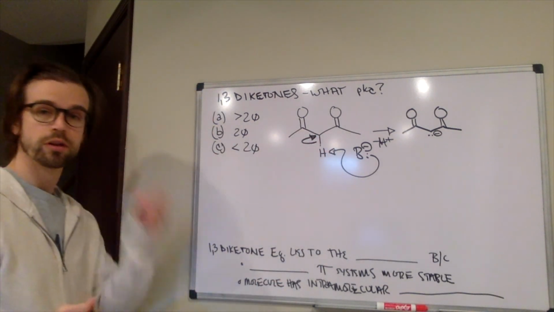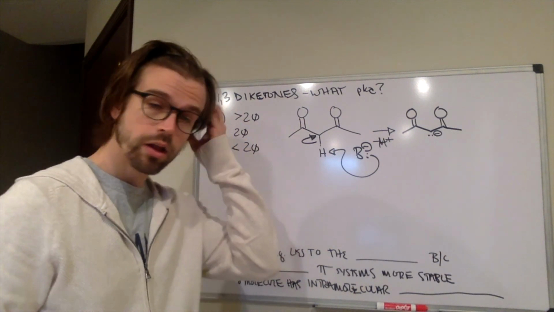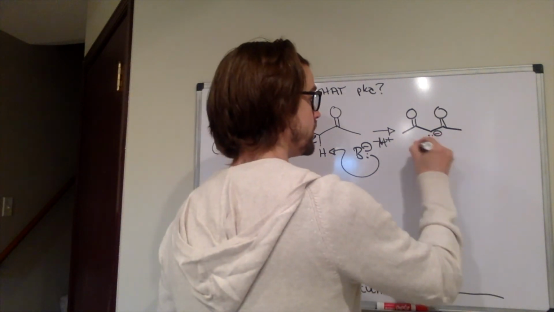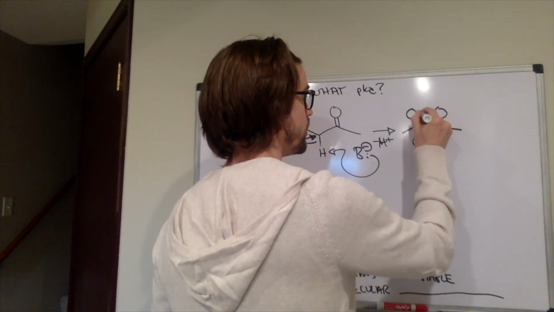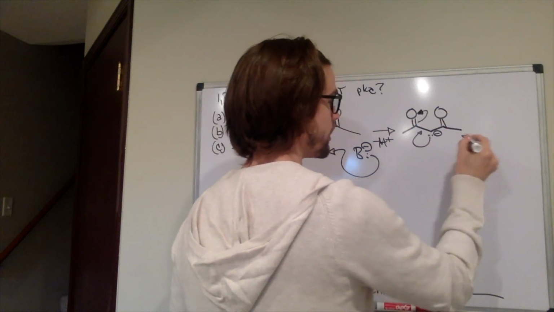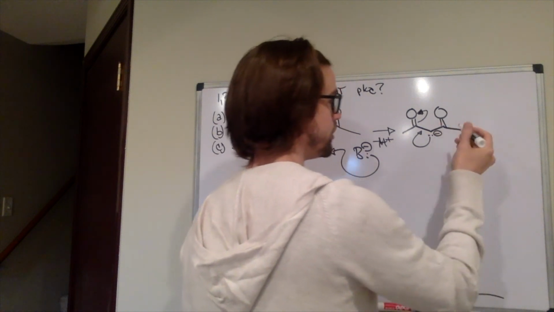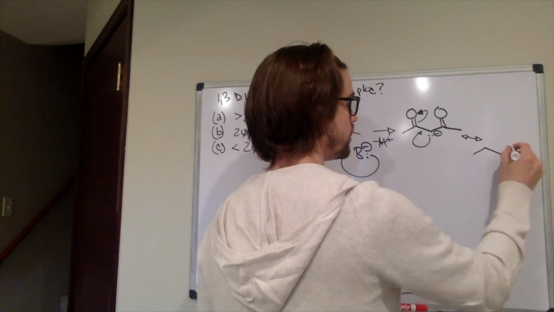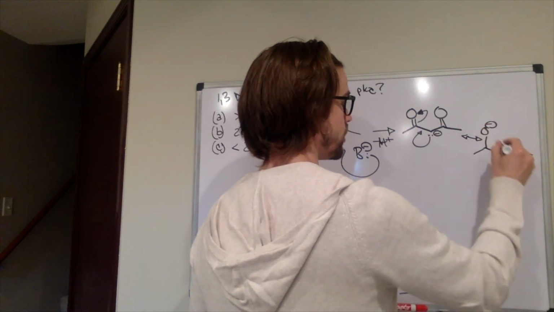So how stable is this negative charge? Well, it has that same type of stabilization that we saw with the enolate that we just talked about, where we can move the negative charge up to the oxygen. That would give us a structure that looked like this.